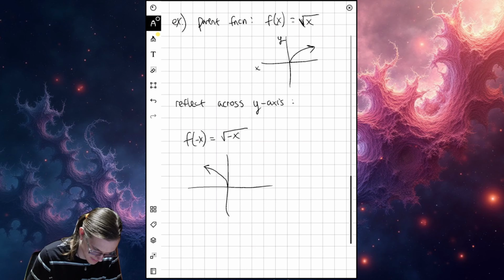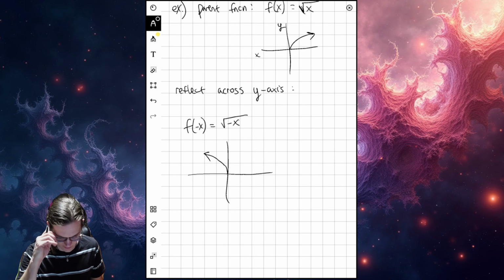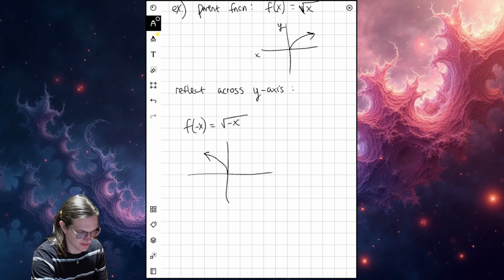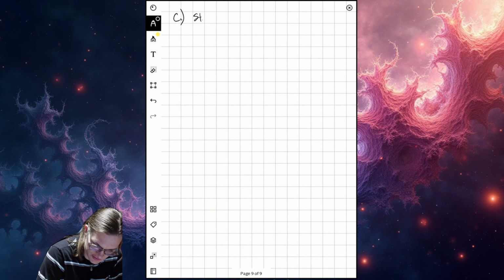So yeah, this is often less visually obvious for some functions, but it's important to understand just by looking at those basic functions. And then what else do we have? We have stretches and compressions.